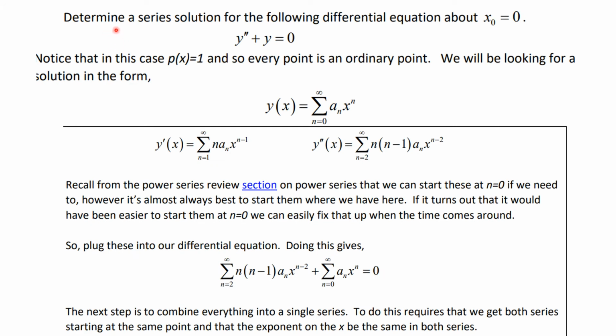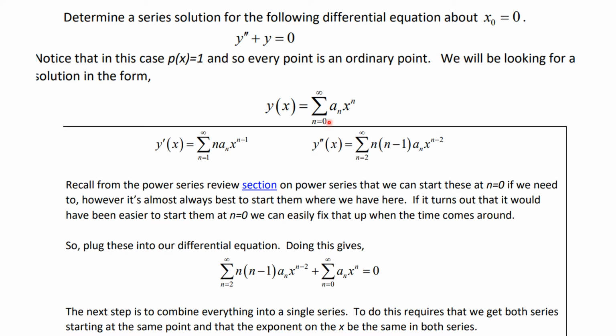So we're going to determine a series solution for the following differential equation about the point x0 equals 0. So this is y double prime plus y is equal to 0. Now notice that in this case, the term I called P of x, which was the coefficient here, is 1. So every point is an ordinary point. But we're going to be looking for a solution in the form of y of x equals the summation n equals 0 to infinity of a_n times (x minus 0) to the n, and that just makes the notation easier. So we're going to be talking about x0 equal to 0.